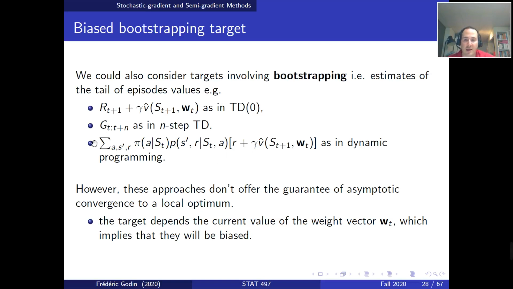However, if we use these targets ut instead of the return itself, they all rely on an approximation of the value function, and this approximation, of course, is not always exactly correct. Because of this approximation, typically these targets are biased, in the sense that their expected value is not exactly equal to the value function v pi evaluated in the current state st. So because of this bias, we typically don't have the same theoretical guarantees of converging towards the optimal set of w which minimizes our objective function, VE bar.